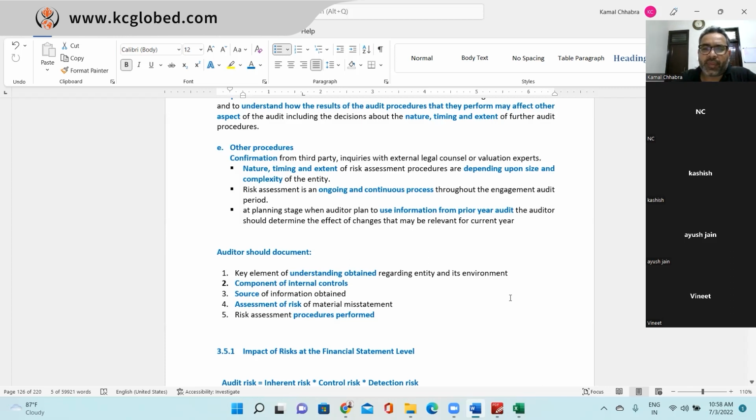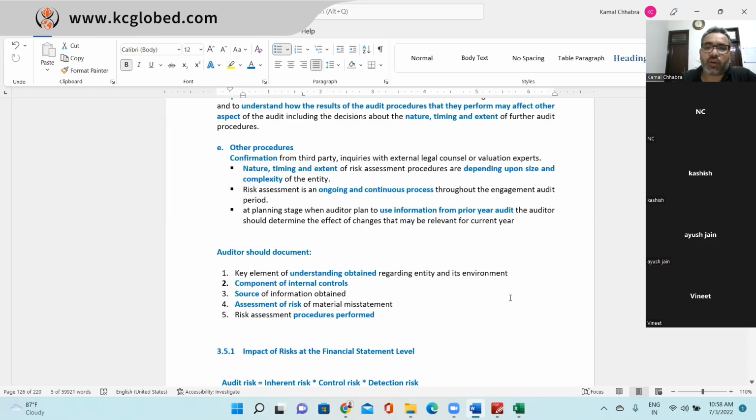And the risk assessment is an ongoing and continuous process throughout the audit engagement period. So it's not a one-time activity which you do at the planning stage and then leave behind. No. This is something you need to continuously update as and when new situations, events, or information come to the attention of the auditor.